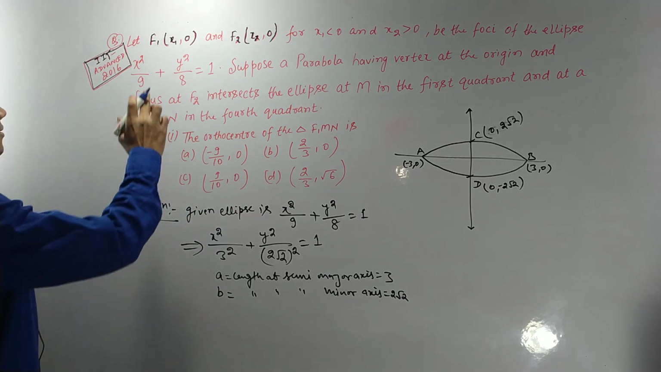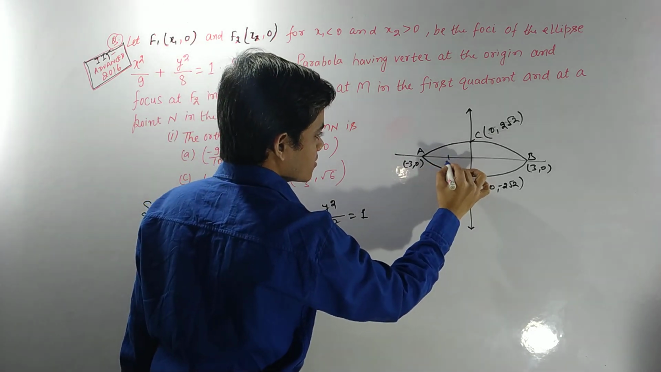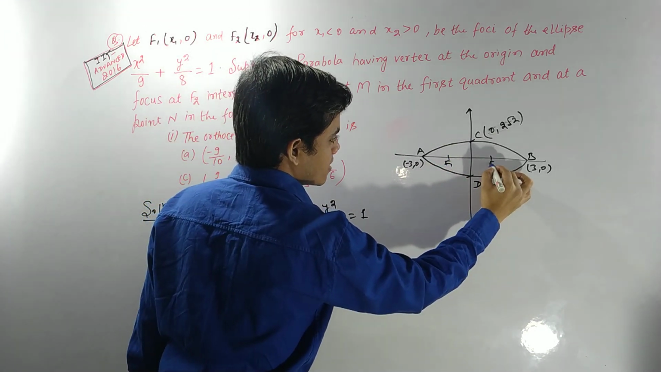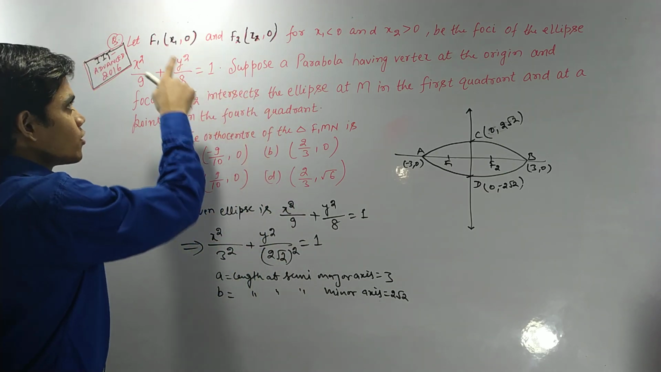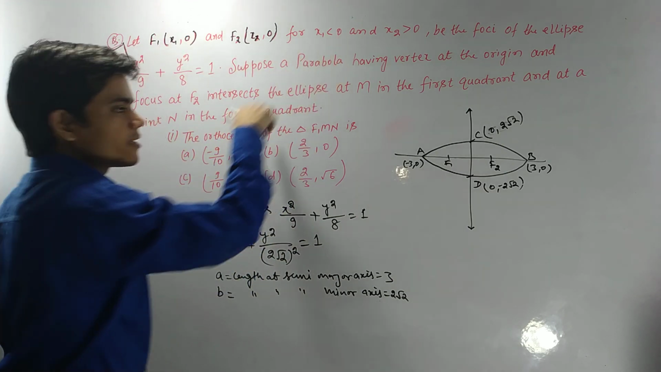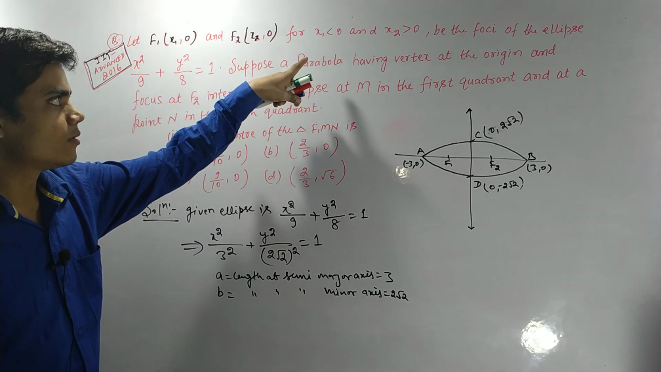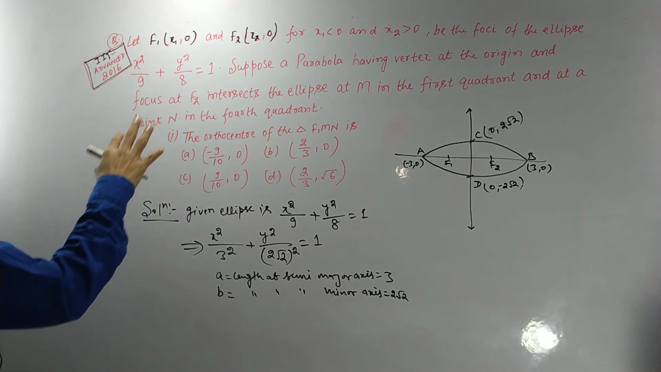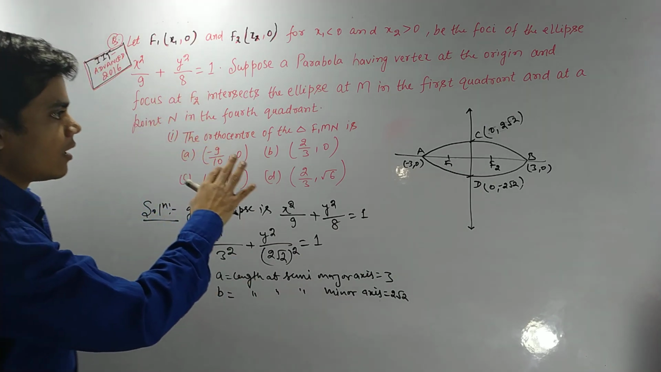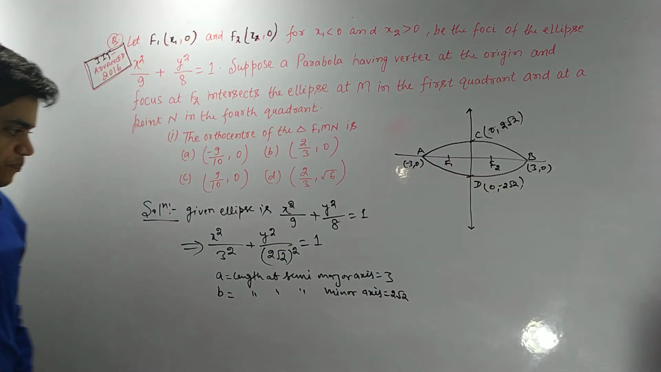Okay, and there are two foci. Certainly this one is F1 and this one is F2, as (x1, 0) represents F1 and x1 is less than 0, and F2, which is (x2, 0), where x2 is greater than 0. All right. So first of all, we have to find these foci.